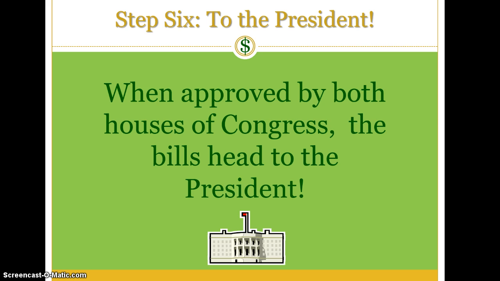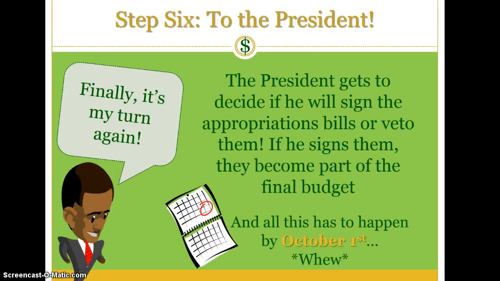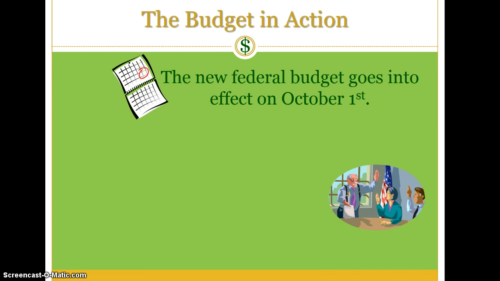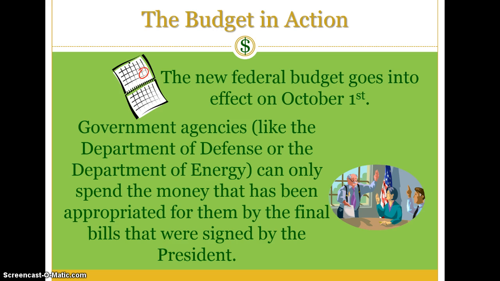When approved by both Houses of Congress, the bills head to the President. Finally, it's my turn again. The President gets to decide if he will sign the appropriations bill or veto them. If he signs them, they become part of the final budget, and all this has to happen by October 1st. Phew! And there you go. The budget in action, the new federal budget, goes into effect October 1st.